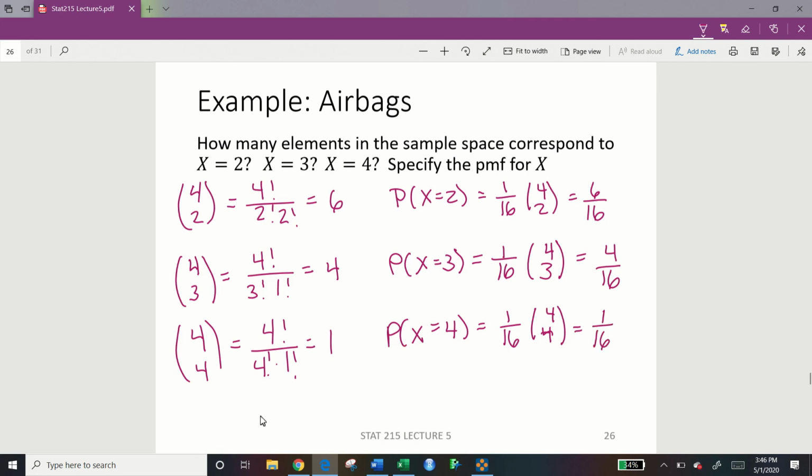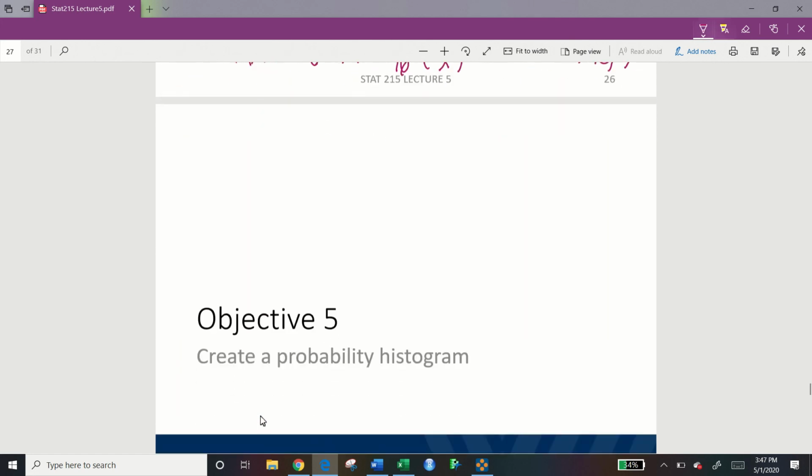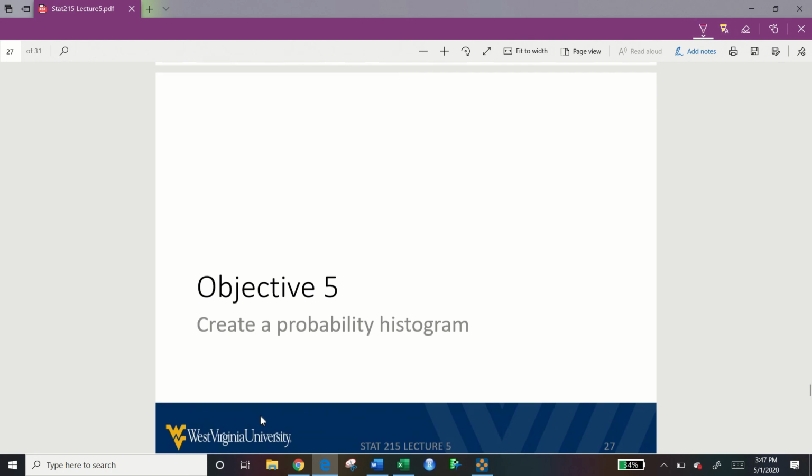From here we can write out our PMF. F of X equals the probability of X equals X, which equals 1/16 multiplied by 4 choose X, for X equal to 0, 1, 2, 3, 4. Woo! That took a little while. Let's keep going and look at our objective 5.